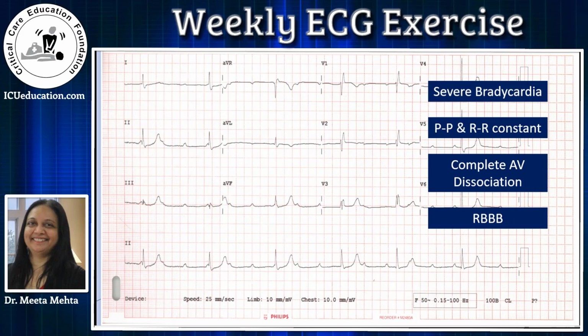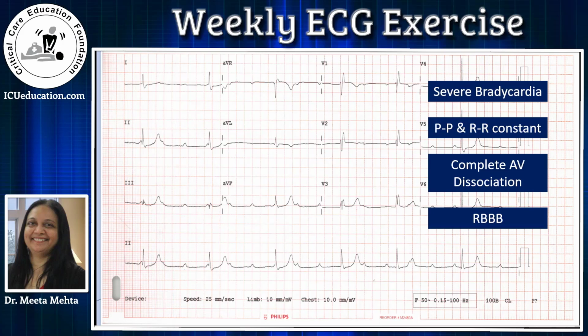The P waves are beating on their own and the R waves are beating on their own. That means the ventricles are beating on their own and the atria are beating on their own. But still it's an absolutely regular rhythm. This is called complete AV dissociation. And you also have right bundle branch block.